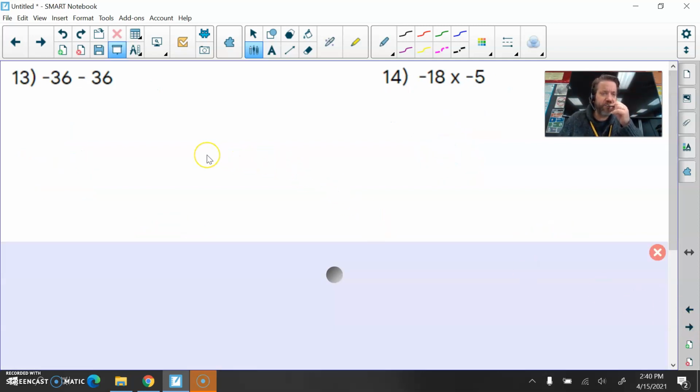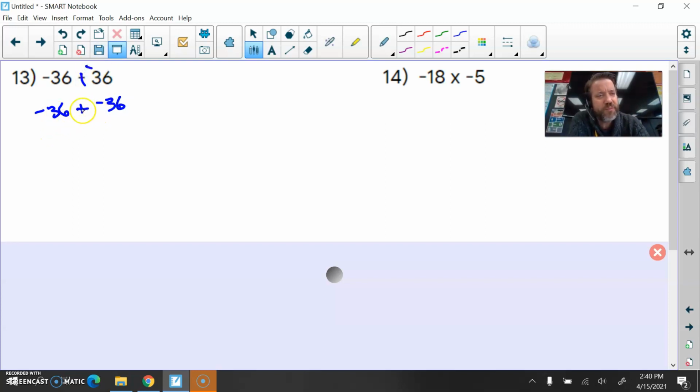All right, number 13, we have negative 36 minus 36. Now be careful here because a lot of people would look at this and think, well, won't it be 0? Will the answer be 0? Well, you're not subtracting the same number from itself. It's not negative 36 minus negative 36. So be sure to change it into an addition problem. So we write negative 36 plus, but then you also need to change this to its opposite, which would be negative 36. You add the opposite of that second number.